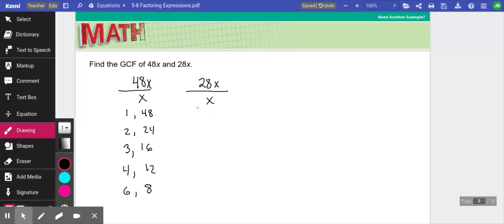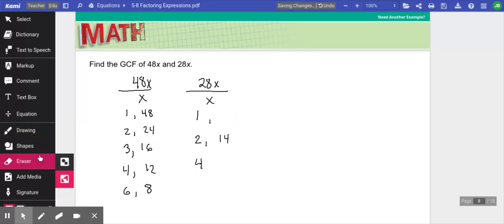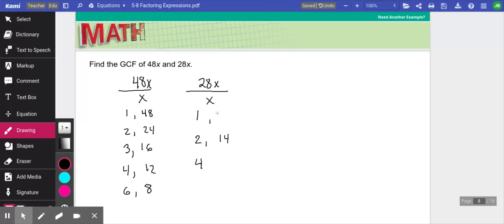So let's list all of the factors of 28. Well, we know it's 1 times 7, 2 times 14, and, oops, not 1 times 7. Sorry, got ahead of myself here. 1 times 28, and then 4 times 7. There we go. So again, this is a little bit different method, but I'm going to circle the commons.